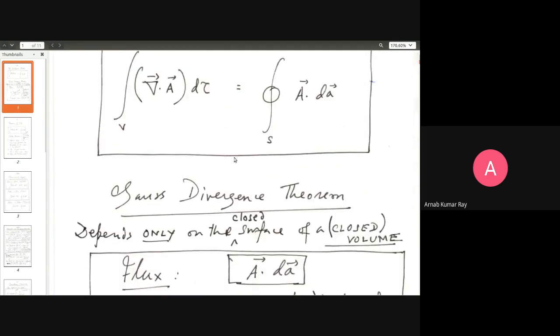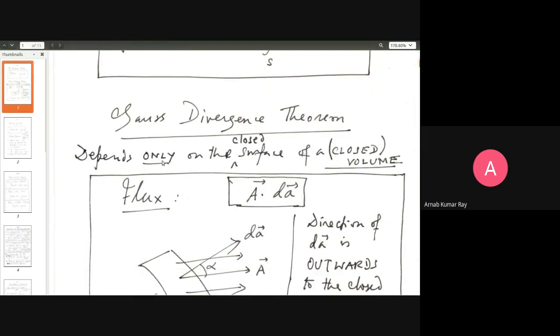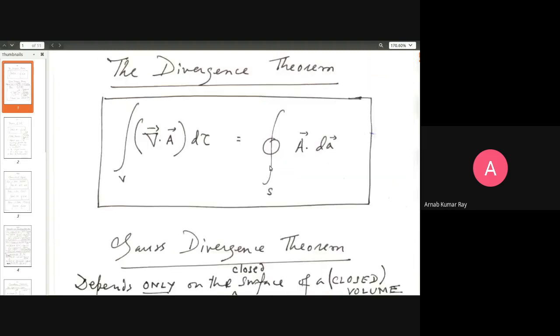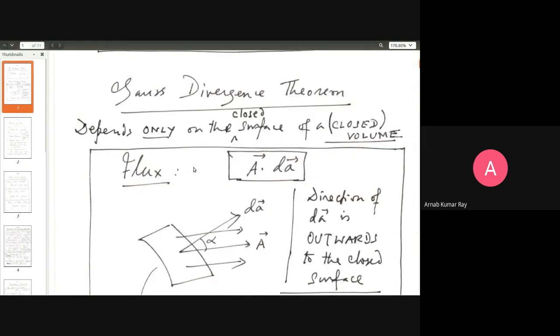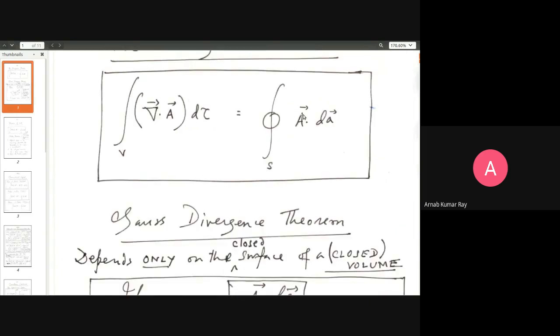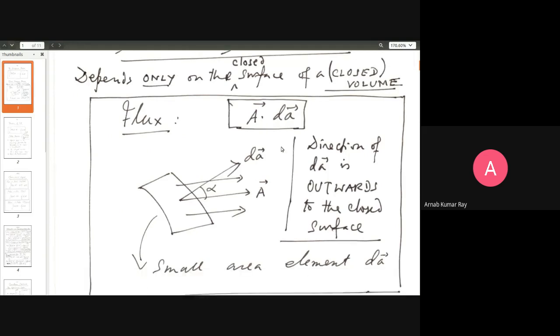The Gauss divergence theorem depends only on the closed surface of a closed volume. You see, it is a closed surface integration. There are two integrals to be performed over here because dA is actually dx dy; it has two differentials in reality. So it depends only on the closed surface of a closed volume. And what is this thing, A dot dA? A dot dA is actually the flux. Let us try to understand that.